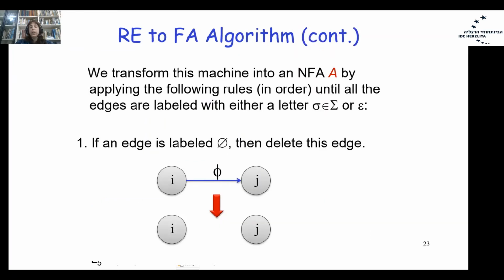We will transform a regular expression to a non-deterministic finite automaton A by applying the following rules in the order they are written, until we have edges in the automaton labeled only with a single letter sigma or with an empty word epsilon. Okay, let's define. If an edge is labeled with an empty set, phi, and we have a transition from i to j labeled with phi, we delete this edge. So in our automaton, we will have the state i, we will have the state j, but we won't have any transition between i and j.